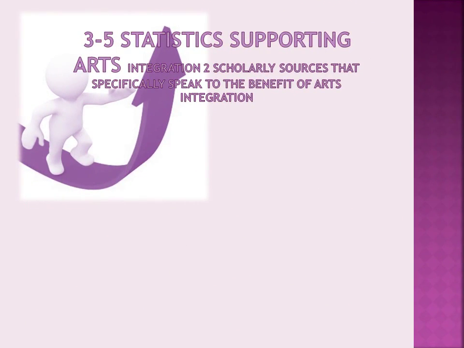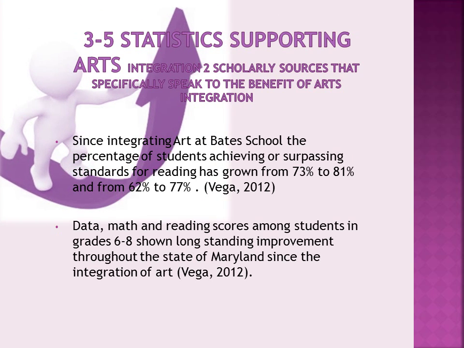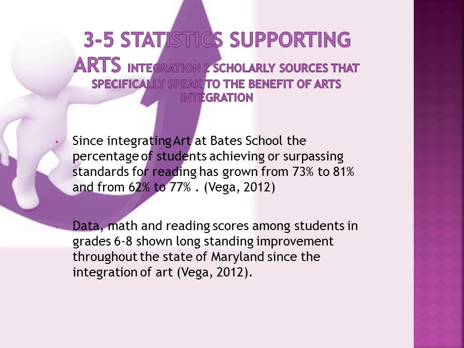Three to five statistics supporting art. One would be, since integrating art at Bates School, the percentage of achievement has surpassed the standards for reading and math, from 73 to 81% and from 62 to 77% for these classes. The data and math reading scores among students in grades 6 to 8 have shown long-standing improvements throughout the state of Maryland since the integration of art. This is also at the Bates School.